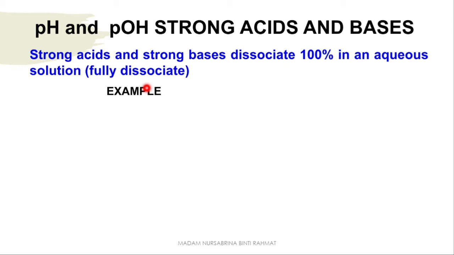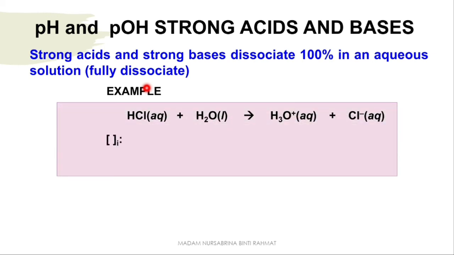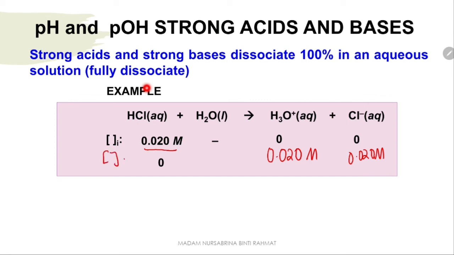As a recap, strong acids and strong bases dissociate completely in aqueous solution. For example, here I have HCl, which ionizes in water, forming H3O+ and Cl-. If I have 0.020 molar of HCl, it's completely ionized in water. That means the original concentration of H3O+ and Cl- is 0. After ionization, I lose all the HCl because of complete ionization, so it becomes 0. No more HCl is present in the solution, but now we have H3O+ and Cl-. If it's 0.020 molar HCl, I'm going to produce the same amount, 0.020 molar of H3O+ and 0.020 molar of Cl-. This one has 1 mole, so that means 0.020. If it's 2 moles, you have to multiply according to the stoichiometric coefficient.